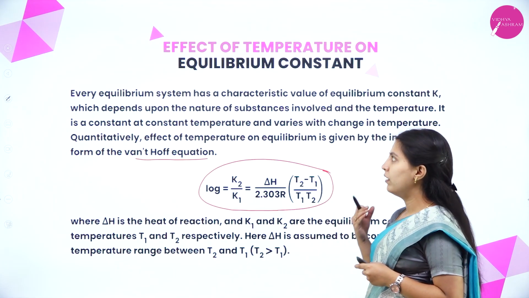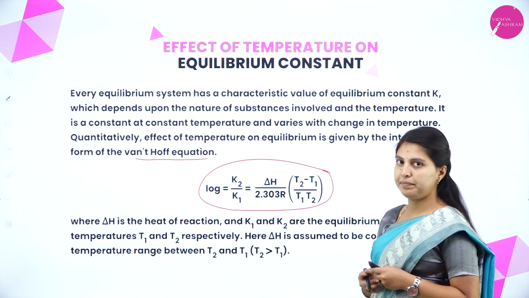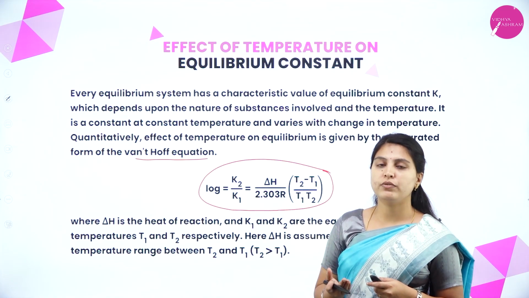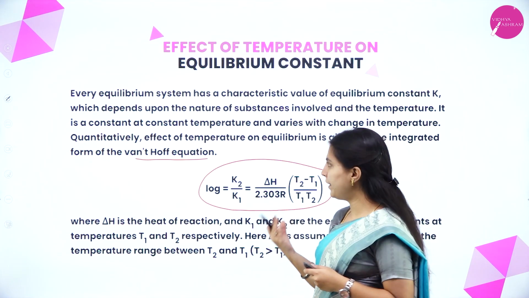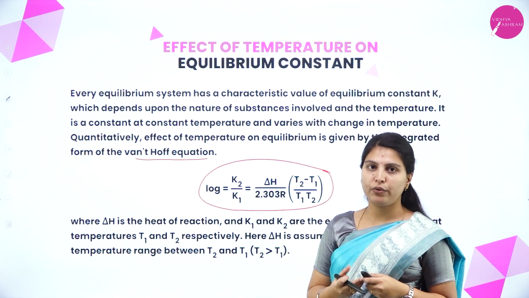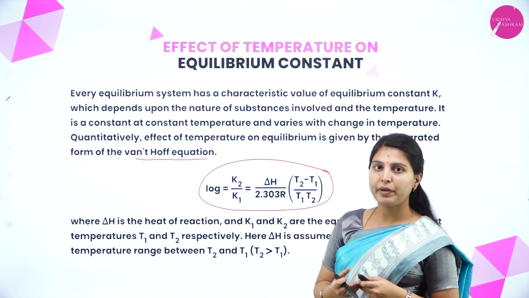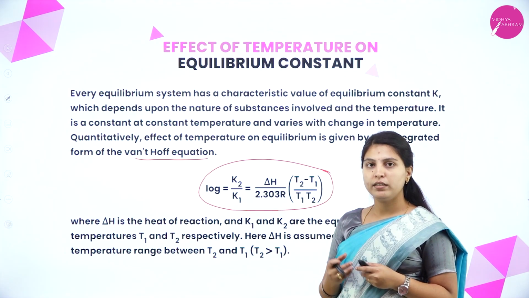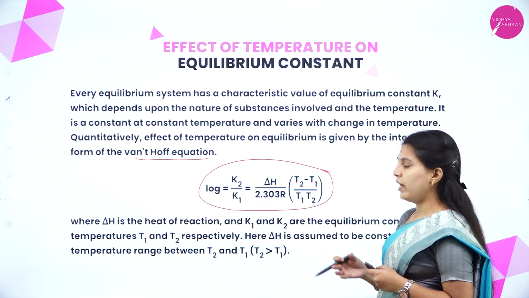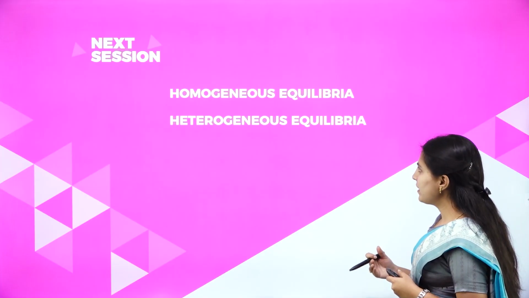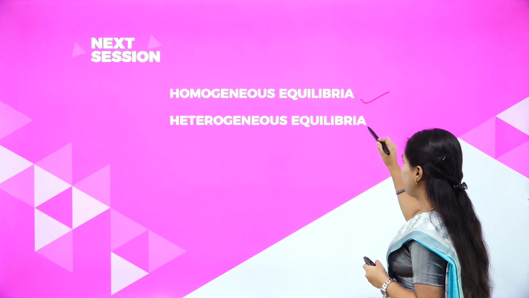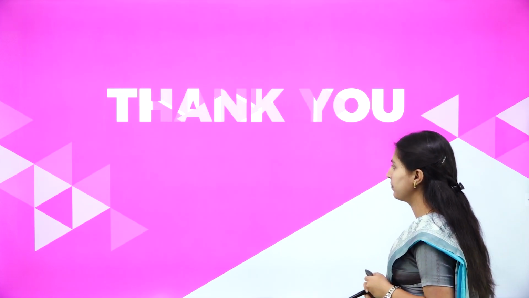This equation is very much important, and it relates to the change in temperature, which affects the equilibrium constant. This is about the rate of a reaction, the factors which affect the rate of reaction, and also how the Van 't Hoff equation is applied to the effect of temperature, and how the equilibrium constant is written in terms of its expression, which we have seen in this session. In the next session, we will discuss homogeneous equilibria and heterogeneous equilibria.